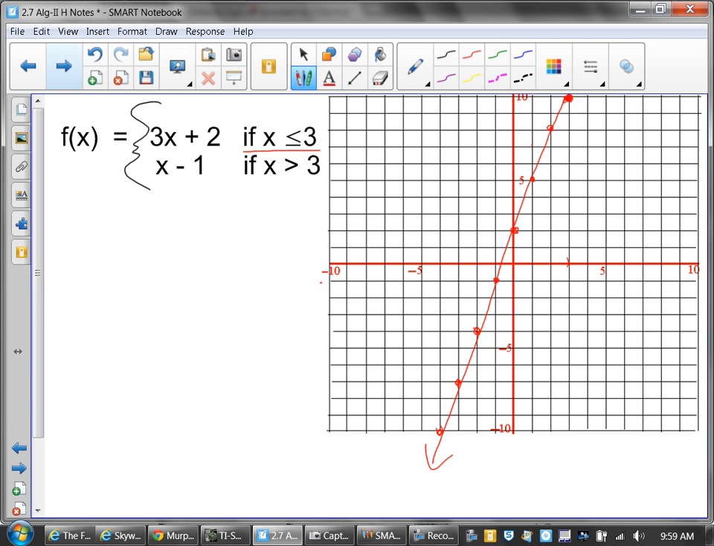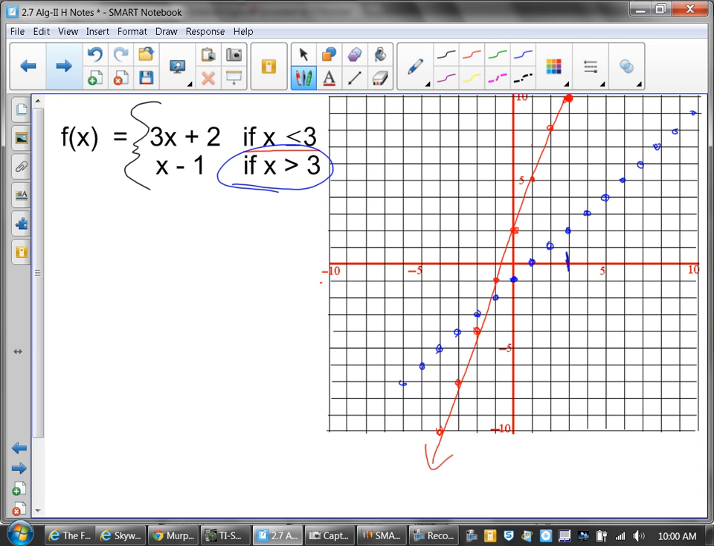All right? And then I do the exact same thing with the next line. What's the slope of the next line? What's the y-intercept? -1. So I start at -1. And I'm going to walk my slope of 1. Okay? Go back to where it's telling me that something happens. Something happens when x is greater than 3. Right here again.